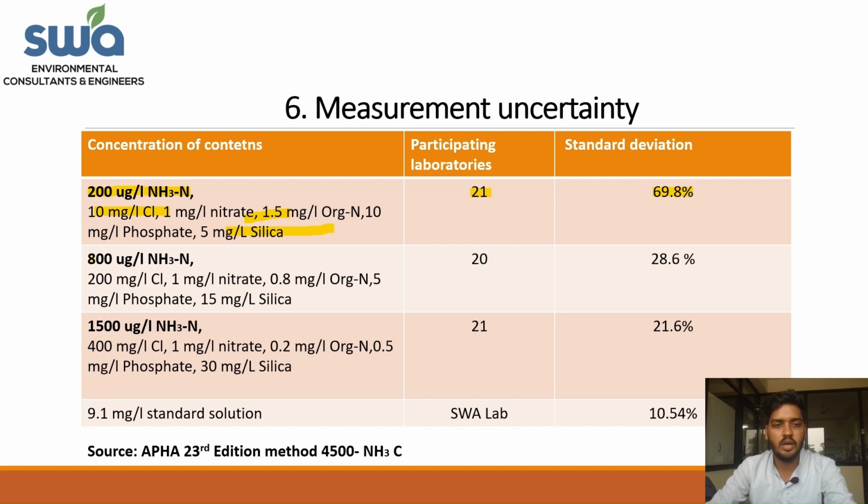Same goes for the 800 microgram per liter ammoniacal nitrogen. 20 laboratories analyzed the sample, and the standard deviation was 28.6%. For the 1500 microgram per liter ammoniacal nitrogen standard, 21 laboratories analyzed the sample, and the standard deviation was 21.6%. For the SWA lab, a 9.1 milligram per liter standard solution was analyzed, and the standard deviation derived was 10.54%. So this was about the measurement uncertainty of ammoniacal nitrogen.